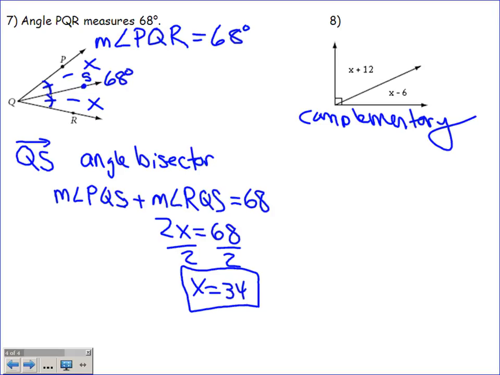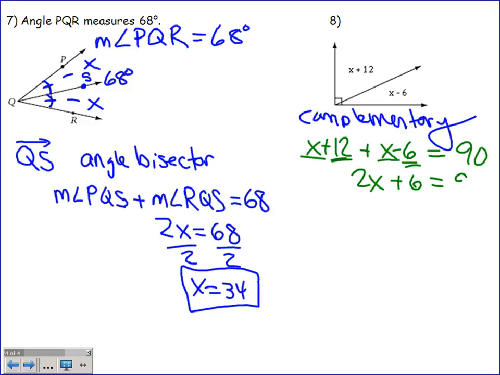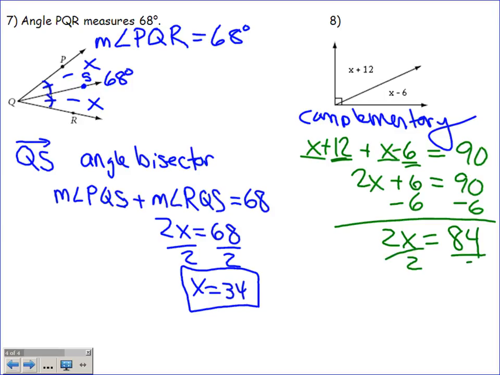Let me write this down so it probably makes more sense. We have x plus 12 plus x minus 6, that has to equal 90 degrees. Combine like terms: x and x gives us 2x, 12 and minus 6 gives us plus 6, equals 90. We subtract 6 off of both sides, that's 2x equals 84. We divide by 2, luckily 8 and 4, both of those are like 2. That should give us 42.